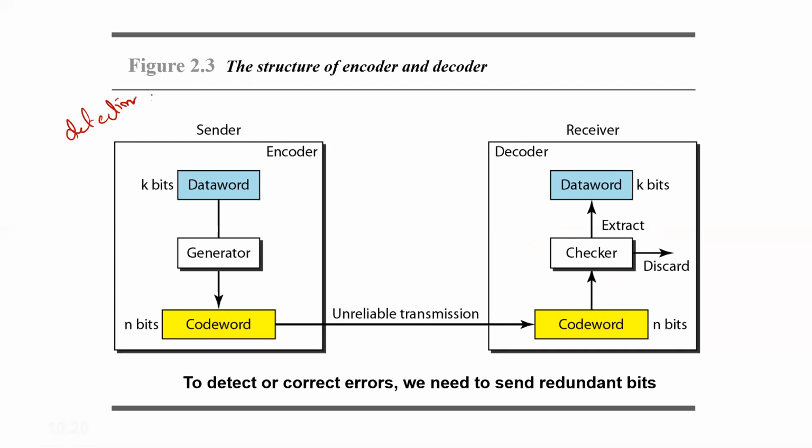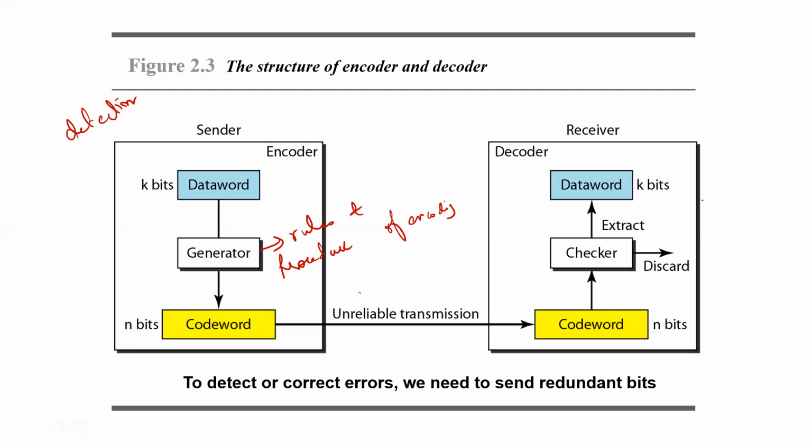Now the sender creates code words out of the data word by using a generator, which applies the rules and the procedure of encoding. Whatever procedure is being used for the encoding technique is applied, and each code word is sent to the receiver, and it may change due to the unreliable transmission. If the received code word is seen as a valid one, then obviously it will be accepted and the data is correct.